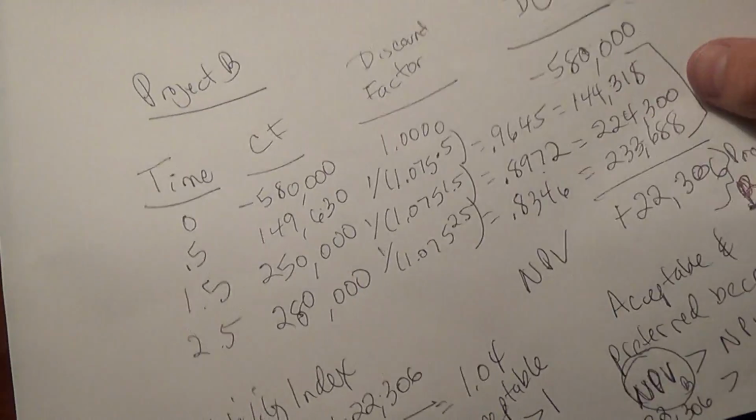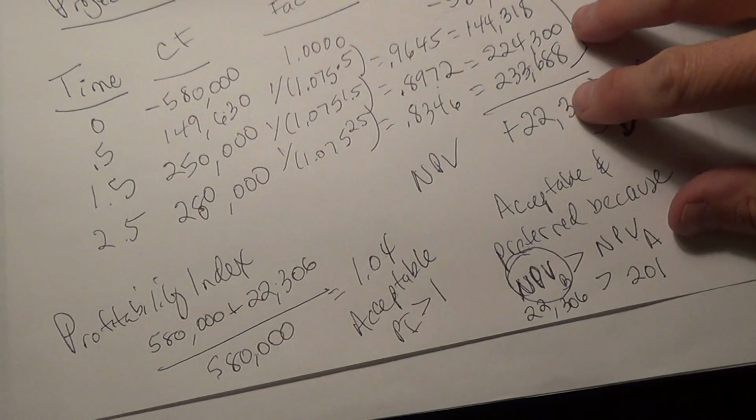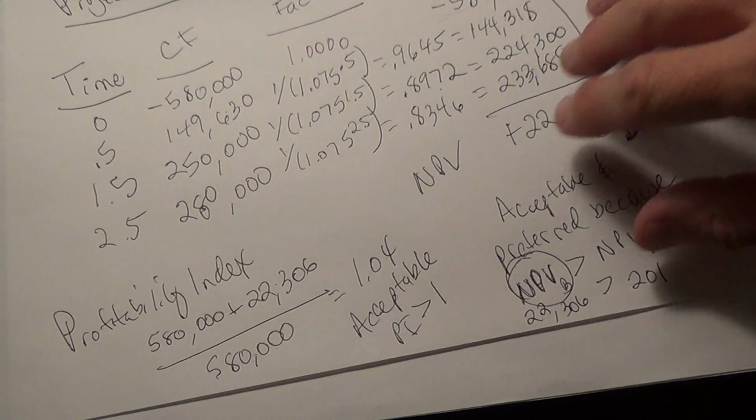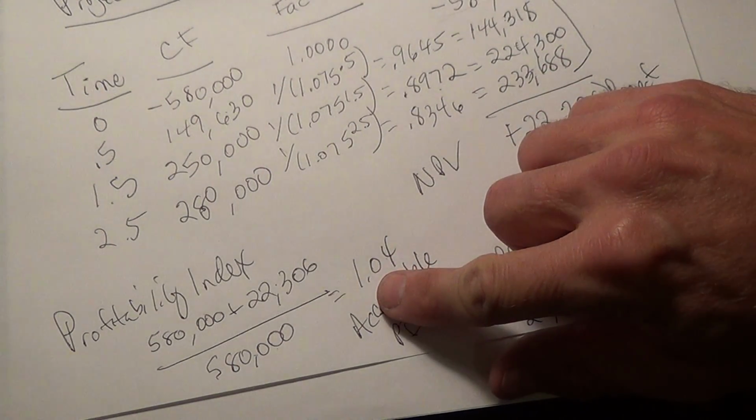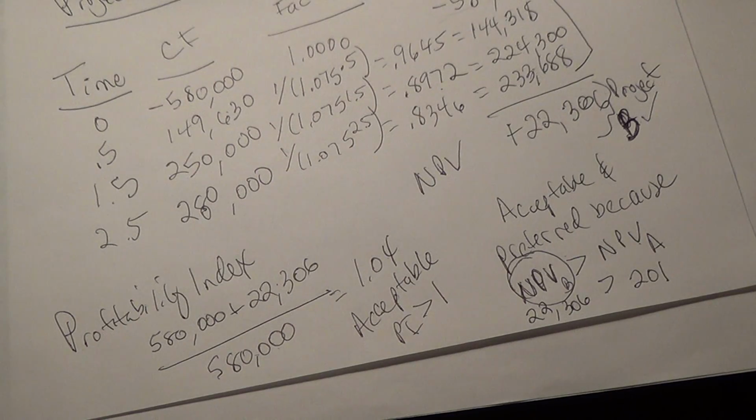In this video, the third video, we're going to look at Project B. We've already determined the net present value for Project B, 22,306. We calculated the profitability index. But now what we want to do is answer question 3 in the example. And that question asks what the payback for Project B is.